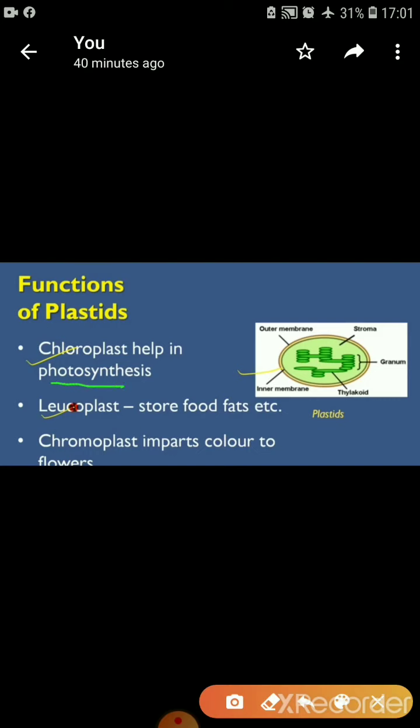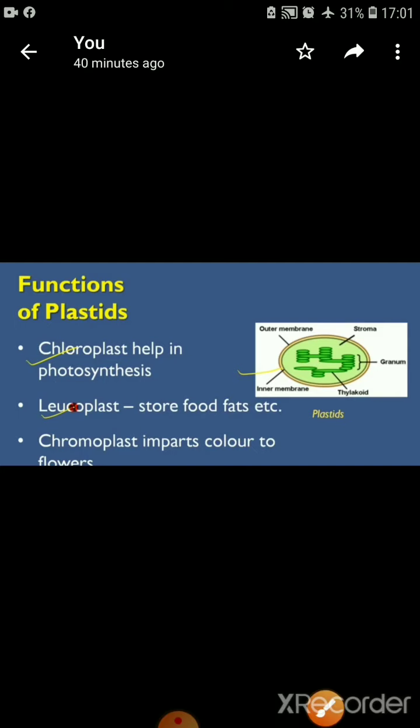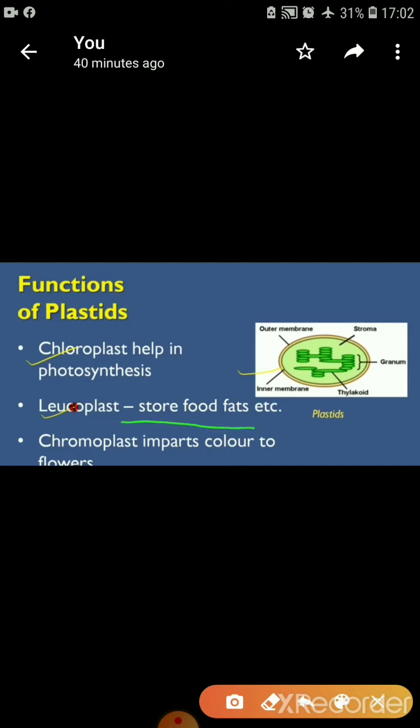About photosynthesis, we have already studied in junior classes. Photosynthesis is the process by which plants make their food with the help of sunlight and CO2, isn't it? So what is the function of chloroplast? It helps in photosynthesis. And what is the function of leucoplast? Leucoplast stores food and fats for the plants, isn't it?